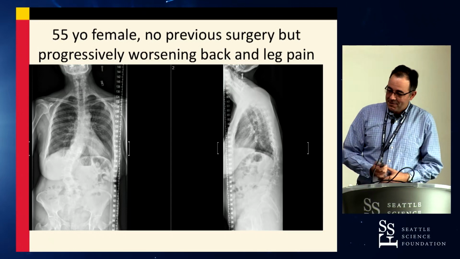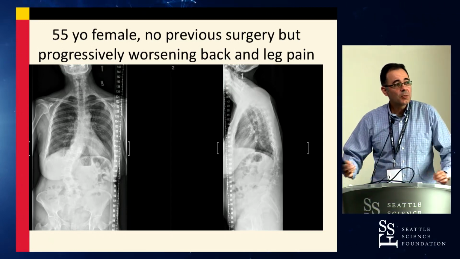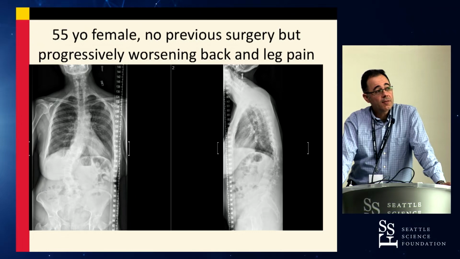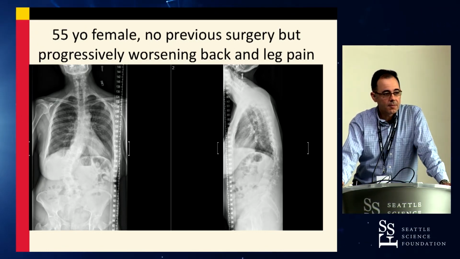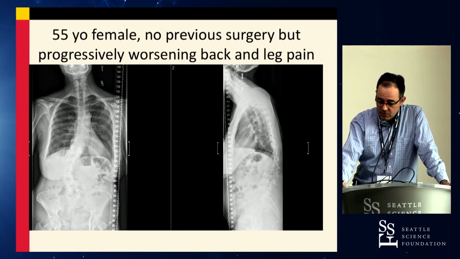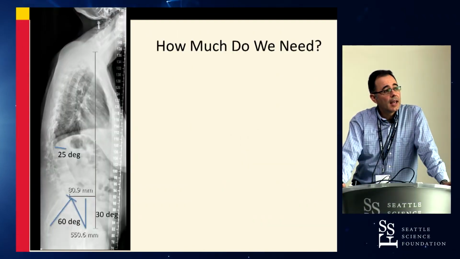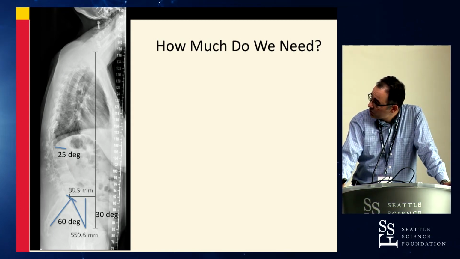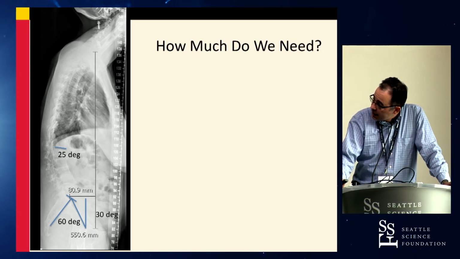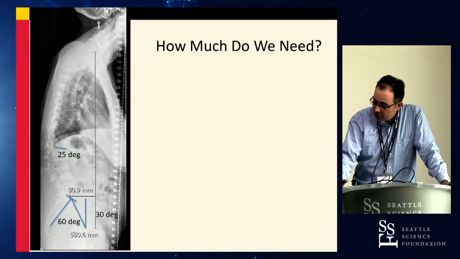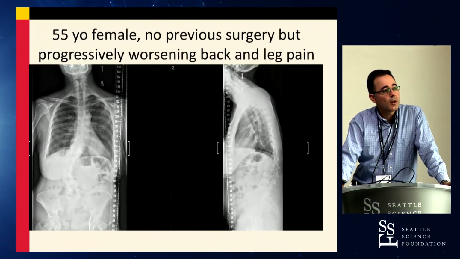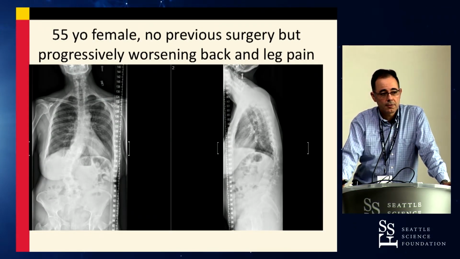So this is a 55-year-old with no previous surgery, several years of conservative treatment, and was just having very substantially progressive worsening of her back pain. And these are her parameters. And so you can see that there's a reasonable amount of mismatch. She has a relatively large curve.